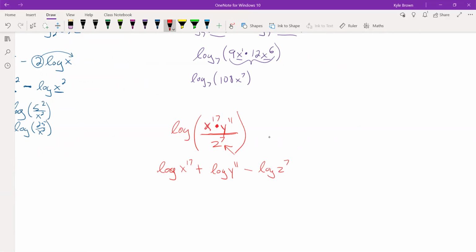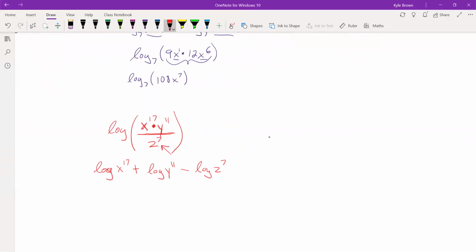Okay, now that's good, but on your assessment, it's written like this. It says write your answer like a log x plus b log y plus c log z, right? So it wants it in that form. So what the difference is here is that the way I have it, I don't really have any coefficients out front of these logs yet.